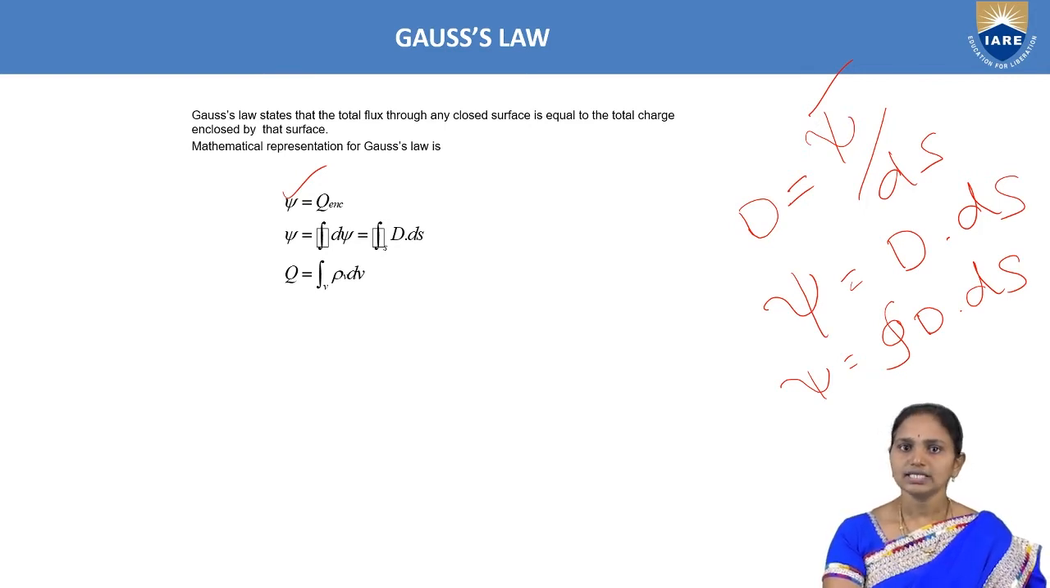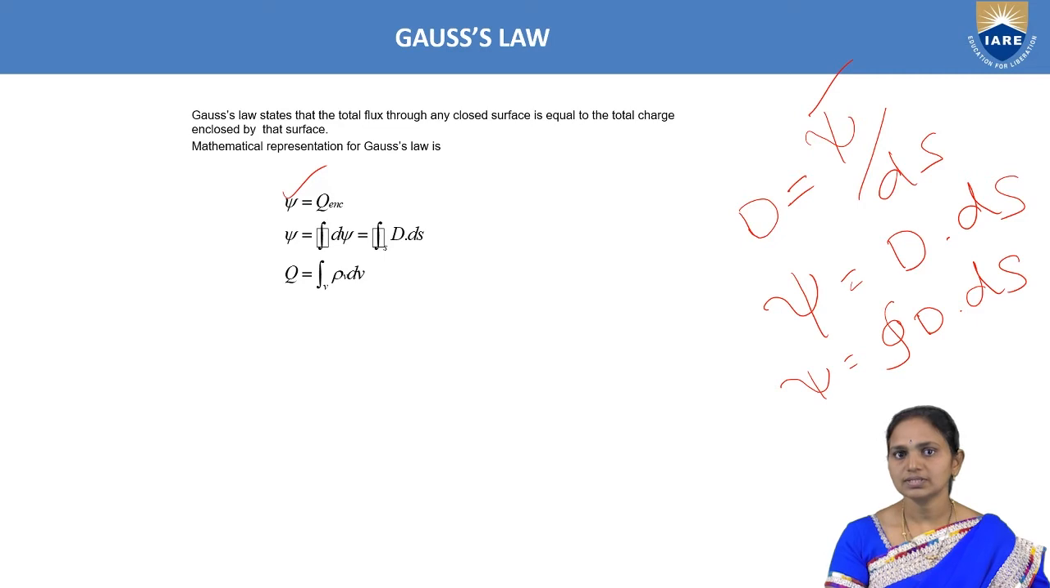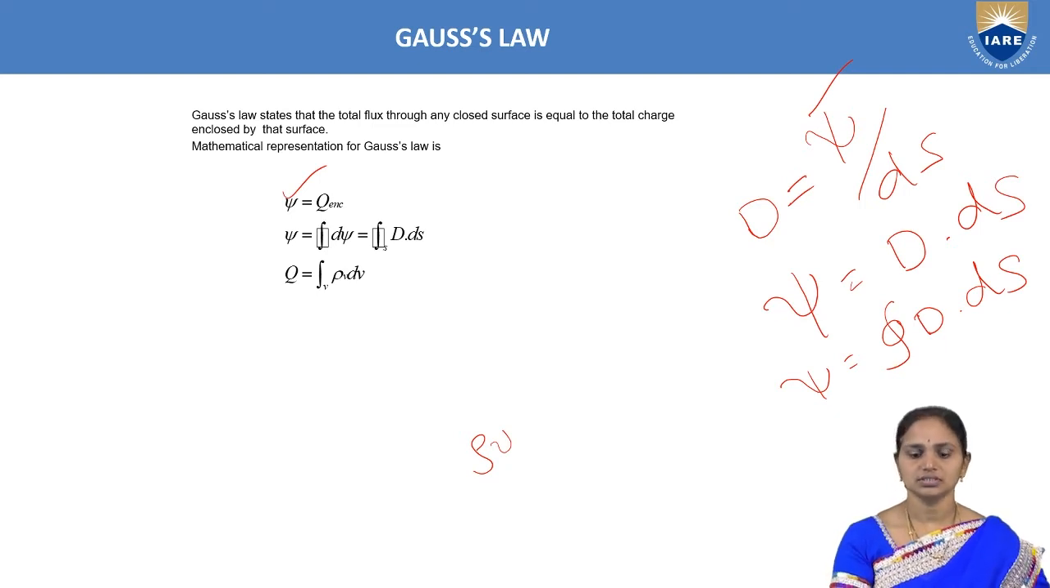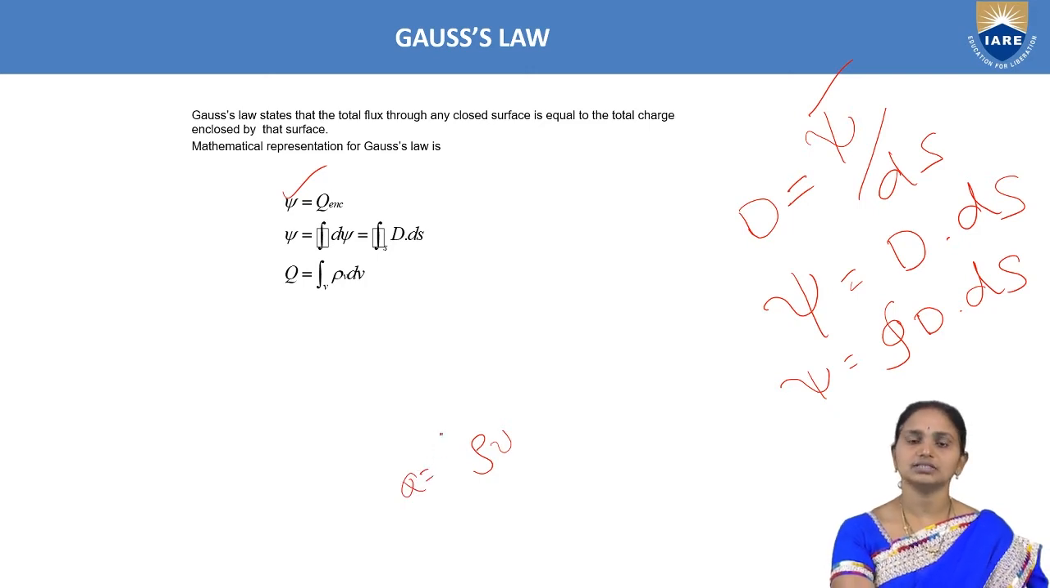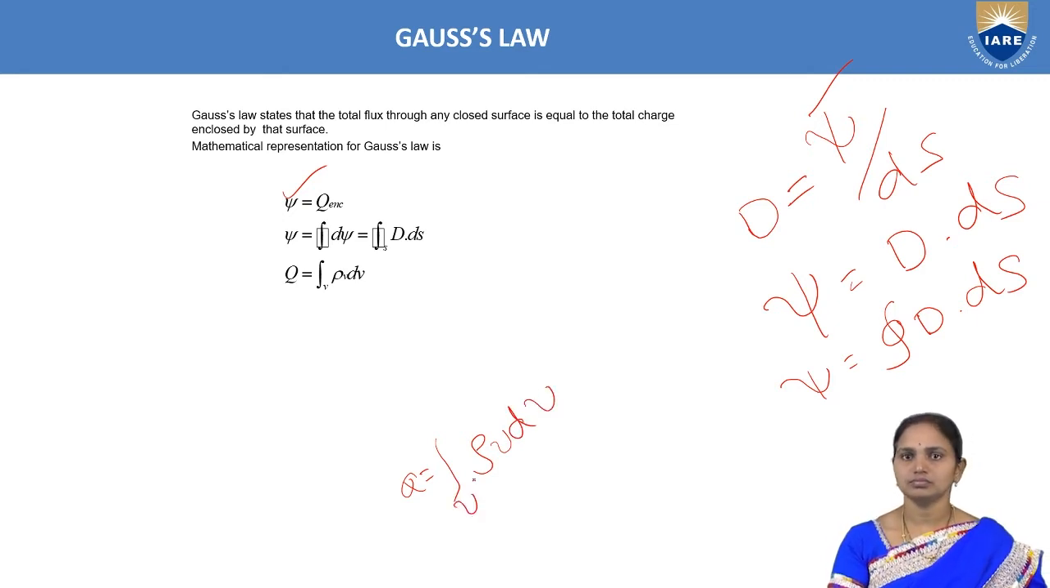Now that flux must be equal to the charge enclosed by the surface. Here, as we are using the word charge enclosed, we must take the volume charge. If you take the charge enclosed as volume charge, I am trying to get the relation between this charge and volume charge. Q is charge, and that Q we can take as integral rho v dv, where the integration is over the volume.